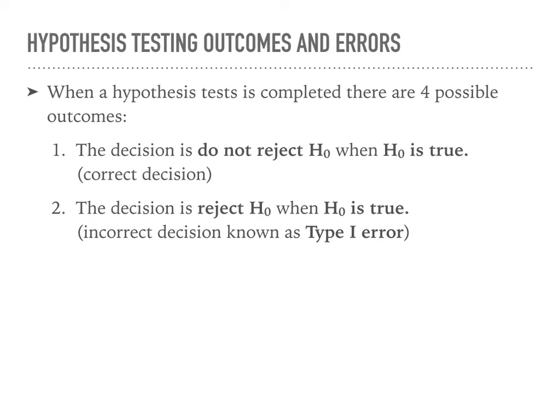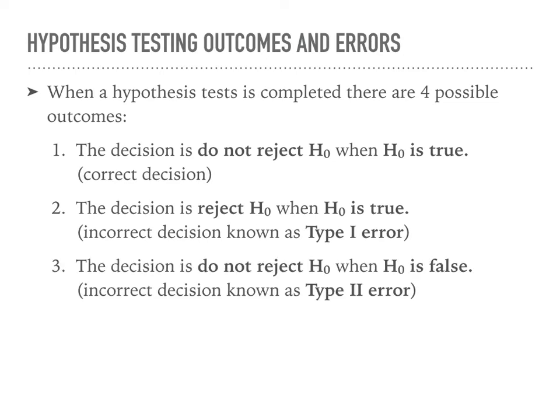You could decide to reject the null hypothesis, when in fact the null hypothesis was true. Now this would be an incorrect decision, but you wouldn't know that you made that incorrect decision. And this leads to a type 1 error. A type 1 error happens whenever you reject the null hypothesis when the null hypothesis is true.